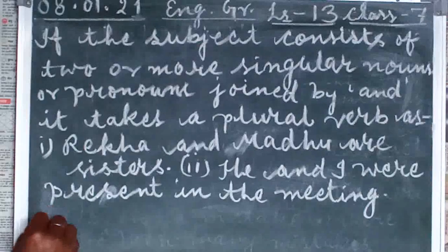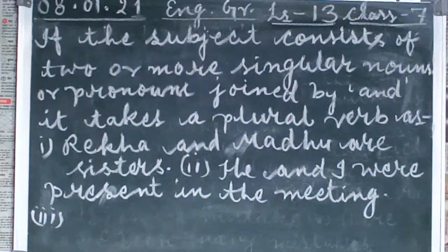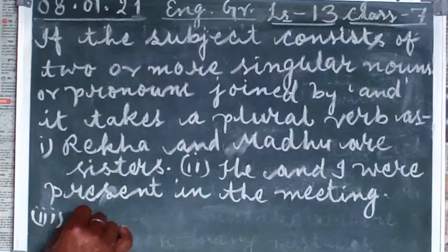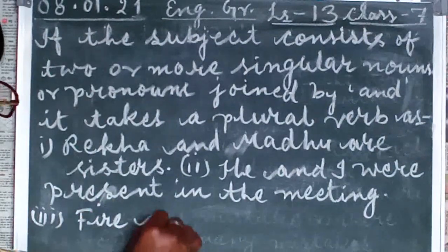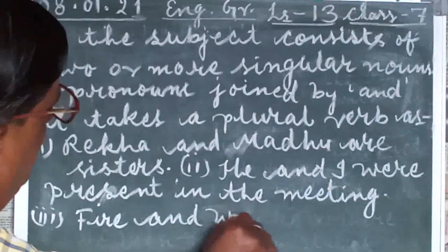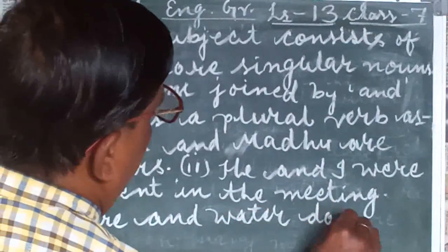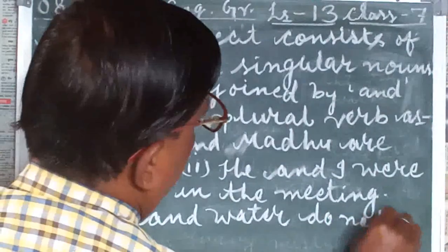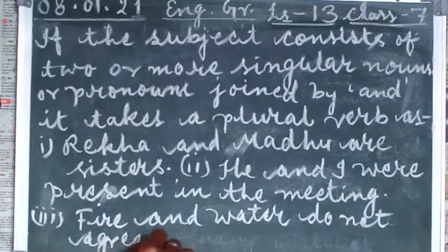Number three, children, you have to see in the third number also: fire and water do not agree. Fire and water do not agree. Like this we write here.